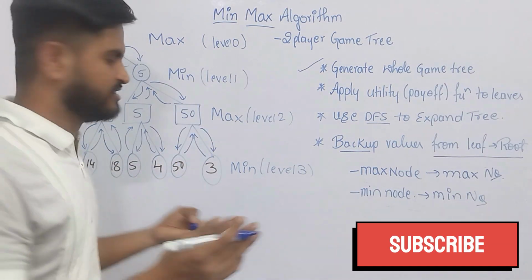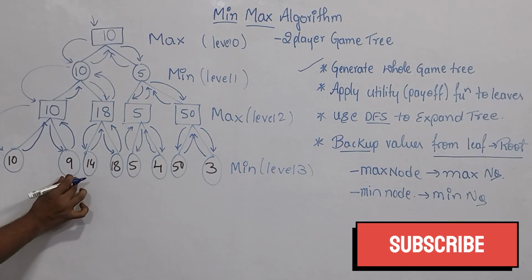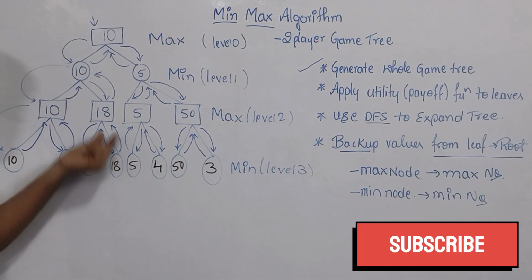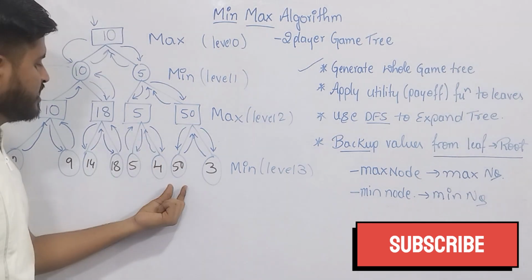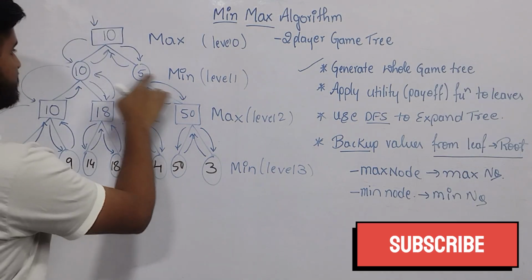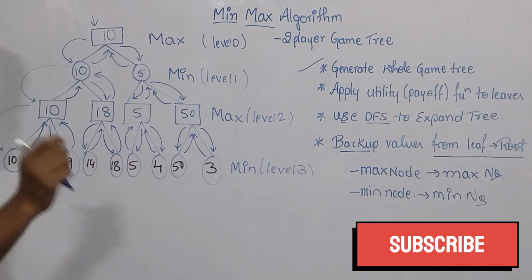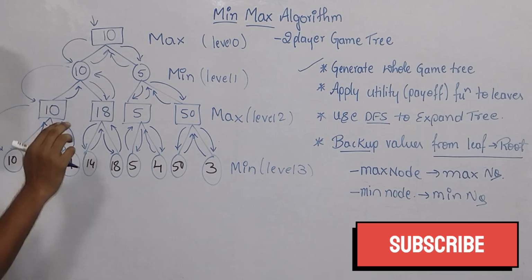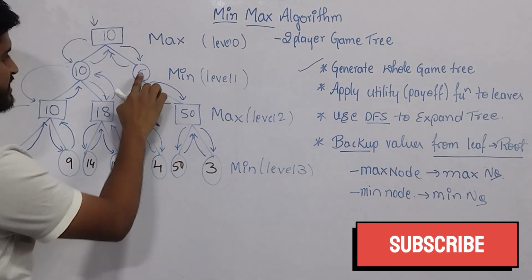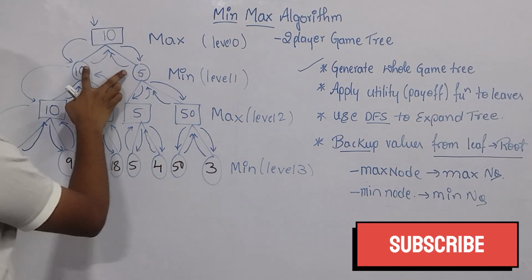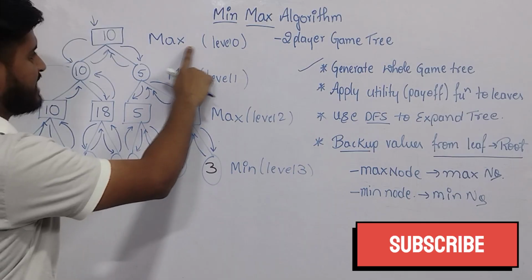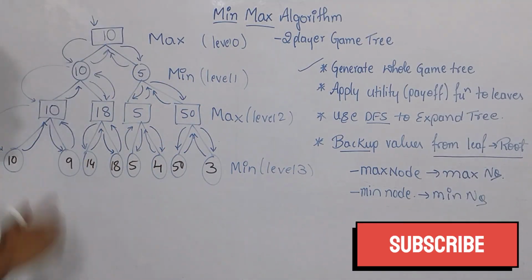So if I tell the easy trick, see, among 10 and 9, which is the maximum value? Since we are writing at the maximum level, 10 is the maximum value. Among 14 and 18, 18. Among 5 and 4, 5. Among 50 and 3, 50. Now, let's move one level upside. That is, this is the minimum level. Minimum level means among the 2 children of a node, we will be writing the minimum value. Among 10 and 18, 10 is the minimum. Among 5 and 50, 5 is the minimum. So one level upside, these are the children of this parent. For the parent, we will be writing the maximum value since it is the maximum level. So among 10 and 5, 10 was the maximum.